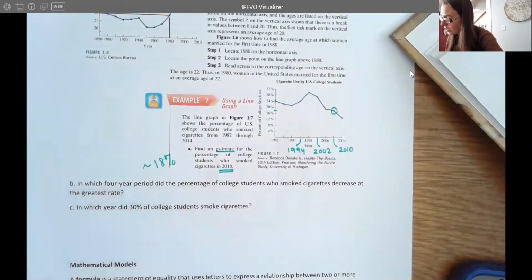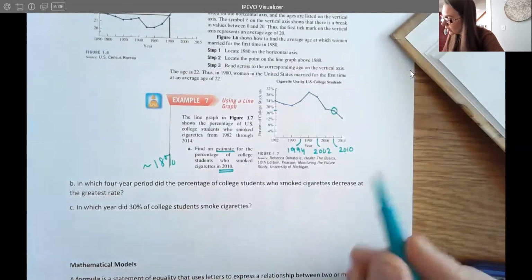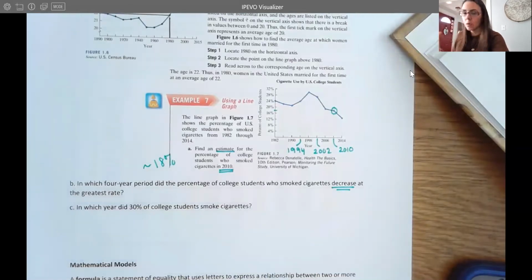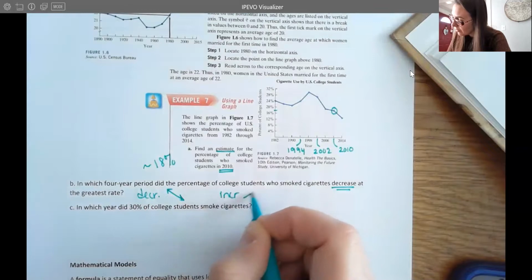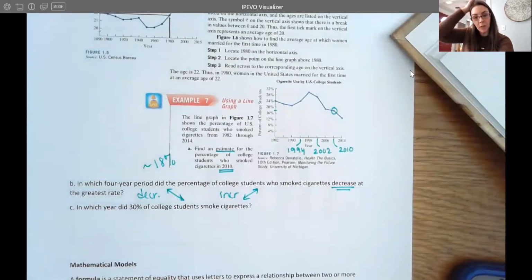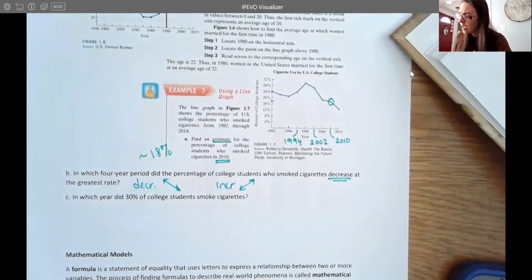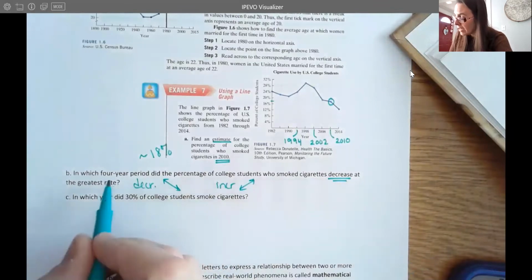In which 4-year period did the percentage of college students who smoked cigarettes decrease at the greatest rate? So let's talk about that. When your graph is decreasing, you see a downward trend. We read graphs from left to right. So when you're decreasing, your graph goes down like this. When you're increasing, your graph goes up like this. And if you remember slope, you have a negative slope versus a positive slope. You don't need to know that here, but just thinking back to some algebra. Now, at the greatest rate is when it's going to be the steepest.